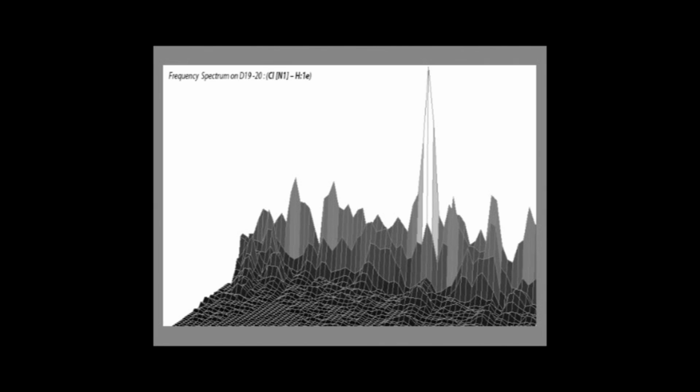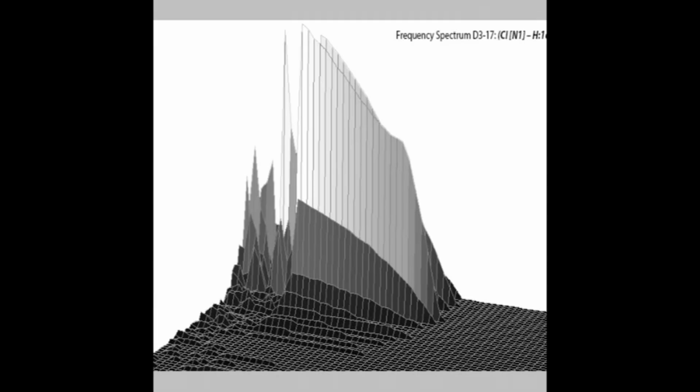A frequency spectrum plotted from day 19 and 20 results. A frequency spectrum plotted from day 3 and 17 results.